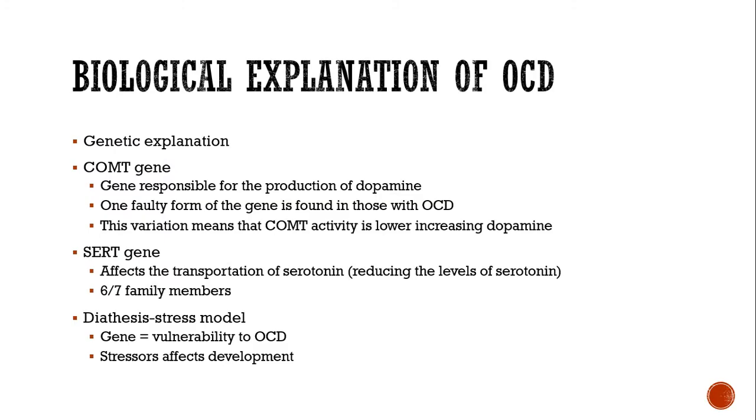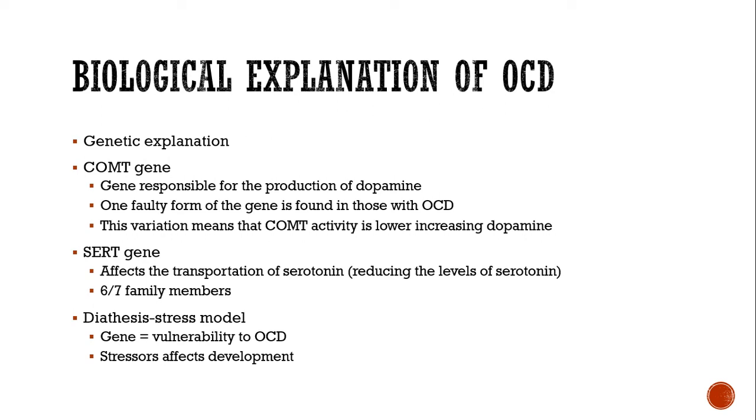So we've got the biological explanation of OCD. Don't forget you need to know the emotional, behavioural and cognitive characteristics of OCD if you look back on your match table as well. So we've got two different types of explanation, the genetic explanation and the neural explanation, and they link really nicely together.